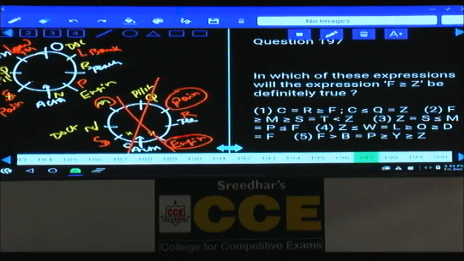Then coming to the third one, between F and Z. Z and F, which element is common here? Z lesser than or equal to F is true, F greater than or equal to Z is also true, choice 3. 197. Then coming to 198 to 200.